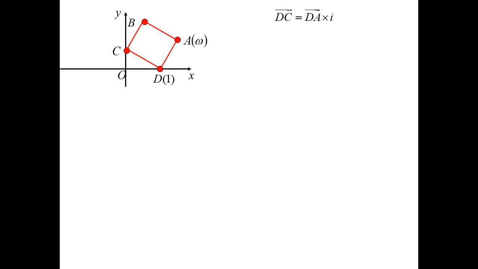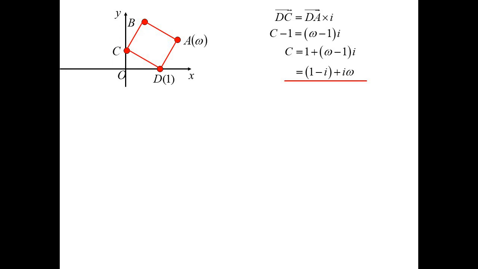Oh, sorry, I forgot to tell you. That's a square. So we know we're rotating 90 degrees and the length has not changed. So times by i, head minus tail. So the point C minus 1 will equal omega minus 1 times i. This will allow me to find an expression for C. I just make it the subject. So it must be 1 minus i plus i times omega, whatever that happens to be.